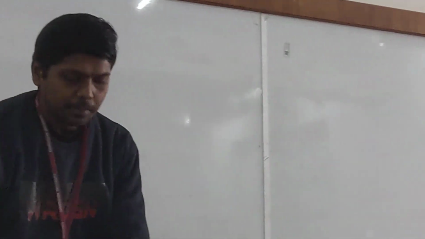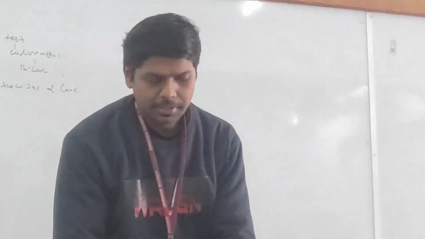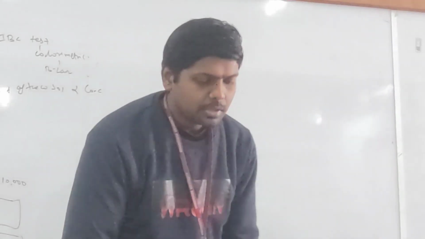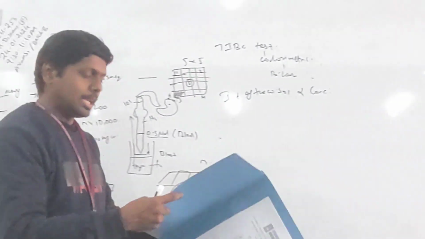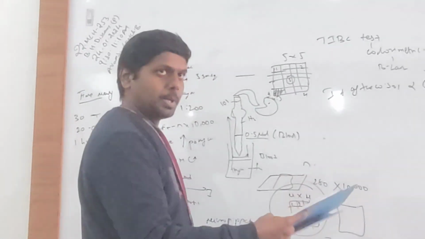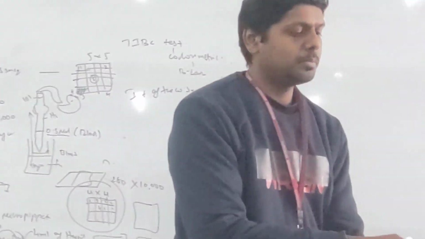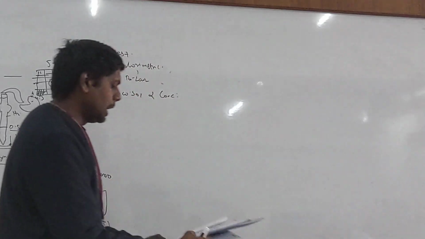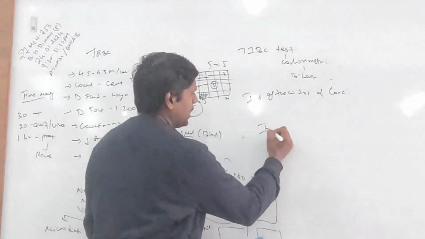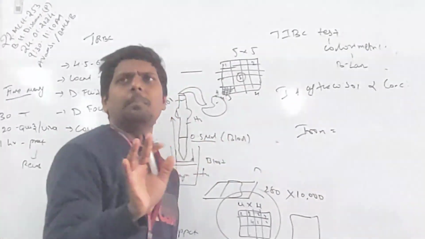So in Beer-Lambert's law, absorbance, right? Absorbance of test minus... Yeah, write down the formula of Beer-Lambert's law. In this test also we are using Beer-Lambert's law actually. So that is iron. First we will measure the iron in the blood.